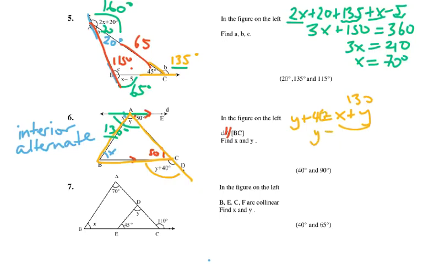So we subtract 40 from both sides and y would be 90 degrees. Using this, substituting back into here, if x plus y is 90, well, x has to be 40. So x is 40 and y is 90.